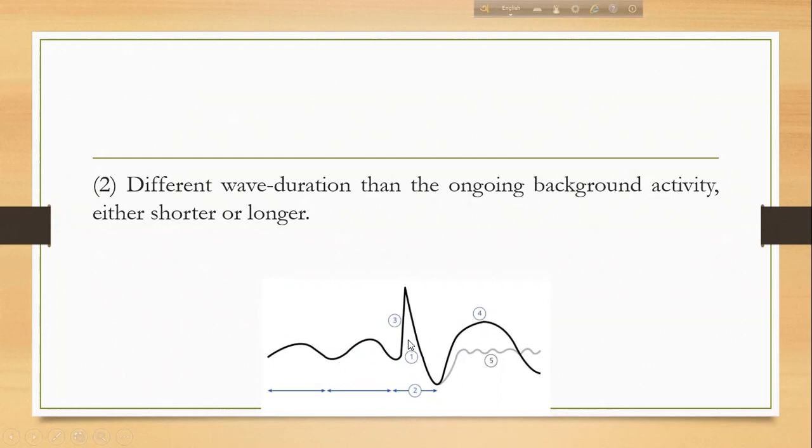And this is the duration of the waveform. The duration should be completely different from the ongoing background waveform. So this is the transient, and this duration is different from the durations of the preceding waves. This is the duration of this wave, and this is the duration of this wave, and this is the duration of this transient. So this duration is completely different from other waveforms. You can see.